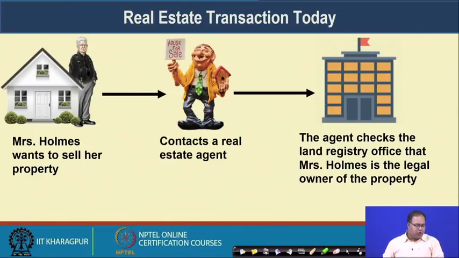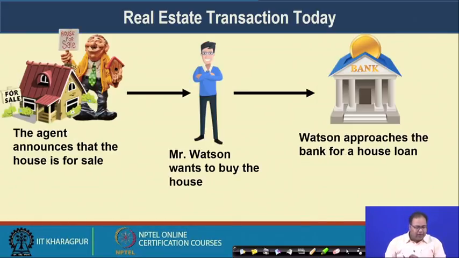Say Mrs. Holmes wants to sell her property, her house. So she contacts a real estate agent, and the agent checks with the land registry office that Mrs. Holmes is the legal owner of that particular property. If the agent is able to successfully check that Mrs. Holmes is the owner of the house and is authorized to sell it, then the agent can make an announcement that the house is for sale, and then multiple buyers may come, or some dispute case may come.